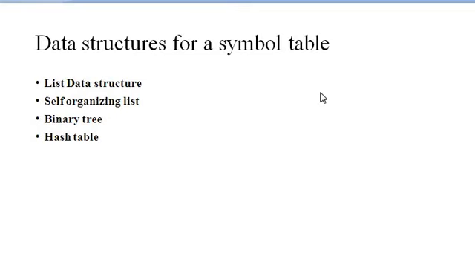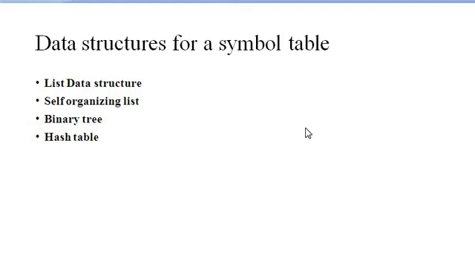Next one is binary tree. When the symbol table is organized as a binary tree, the node structure will have a left child and a right child. The left child field stores the address of the previous symbol and the right child field stores the address of the next symbol. The symbol field is used to store the name of the symbol.